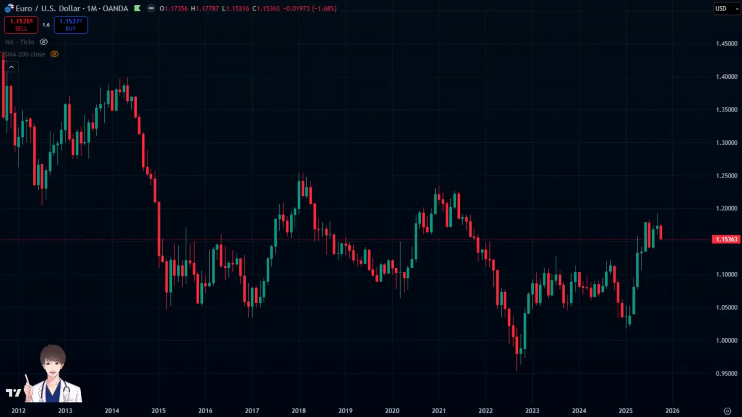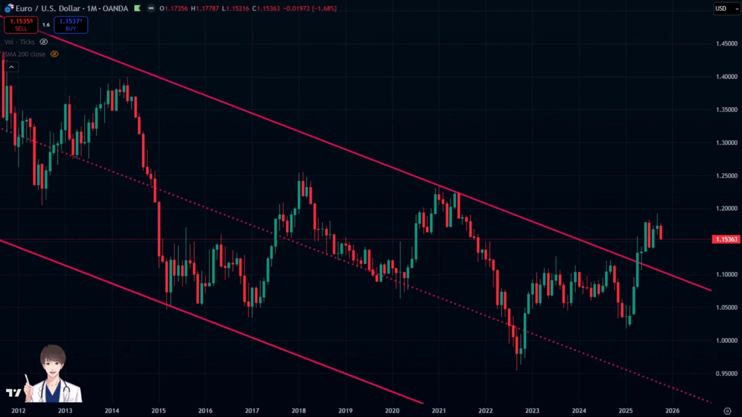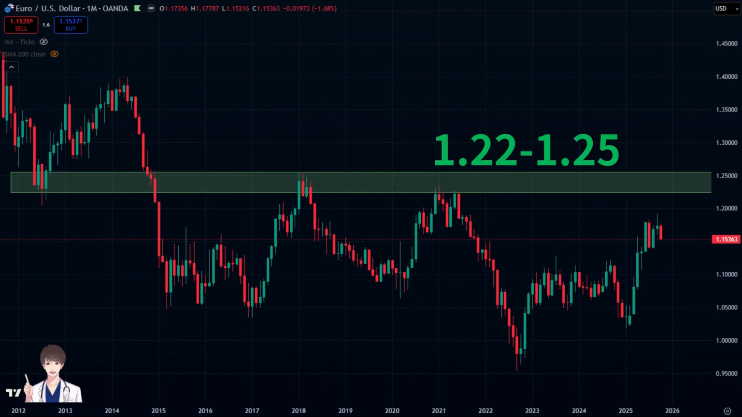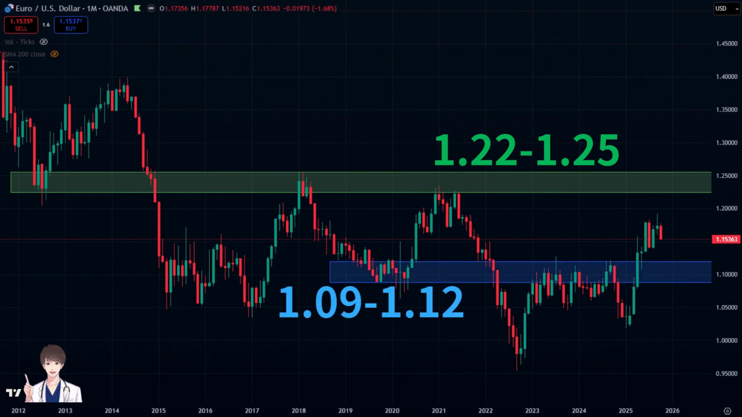Next, let's move to the monthly chart. Here too, the downtrend seen on the quarterly chart has been broken to the upside. On this time frame, the notable high can be seen in the green zone between 1.22 and 1.25, while the notable low lies in the blue zone between 1.09 and 1.12. At the moment, I see the market as range-bound within these two zones.